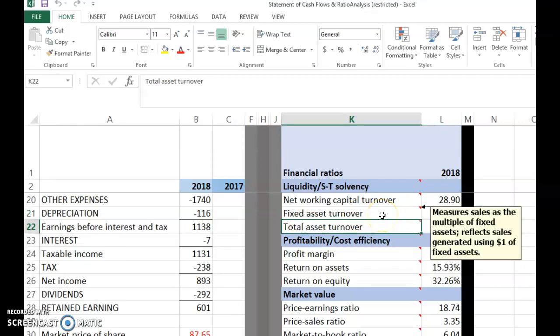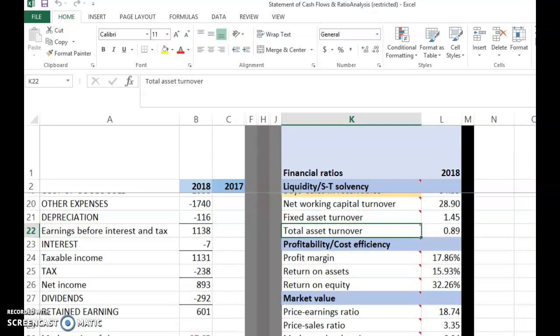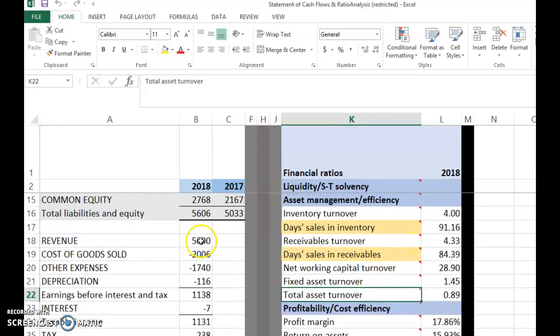Total asset turnover is similar. You take the sales or revenue here, 5,000, divided by total assets or total liabilities and equity. They're the same thing. So you divide that, you get total asset turnover. Note that the total asset turnover is also given in decimal. This is a multiple, so 0.89 times. Okay, what is 0.89 times of what?